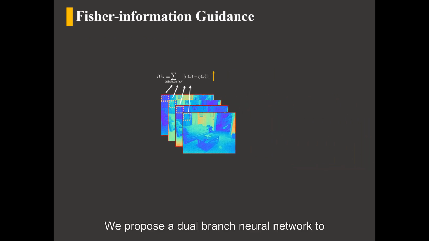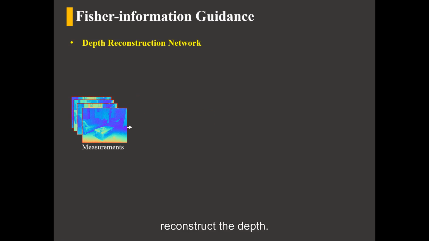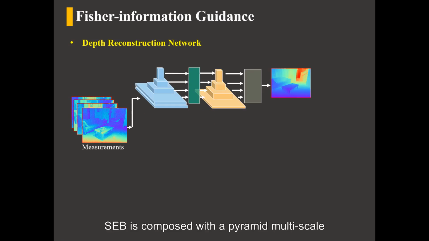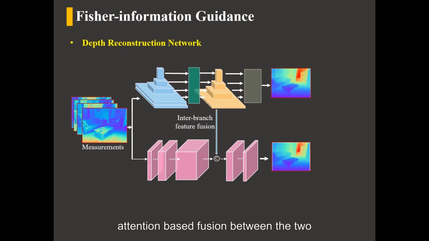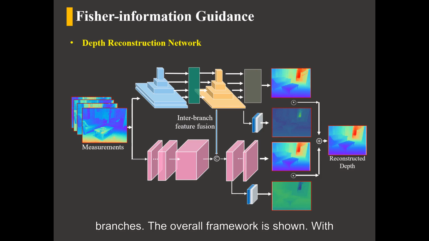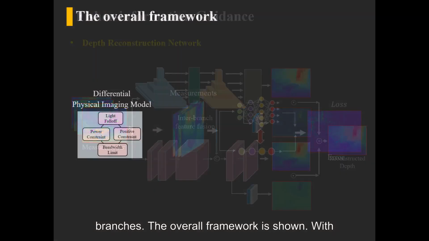We propose a dual-branch neural network to reconstruct the depth. SEB is composed of a pyramid multiscale neural network, which could incorporate the spatial structure. PDRB is a pixel-based depth extraction neural network, which could help the network to converge faster. For sufficient information fusion between the two branches, we introduce feature concatenation and attention-based fusion. The overall framework is shown.